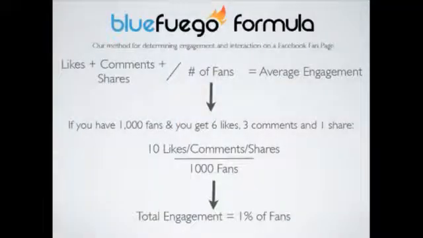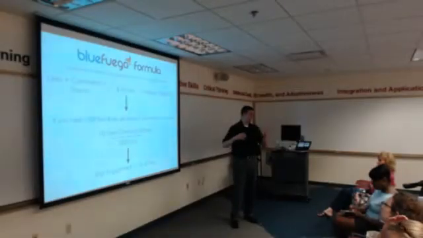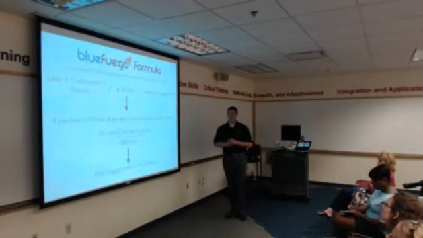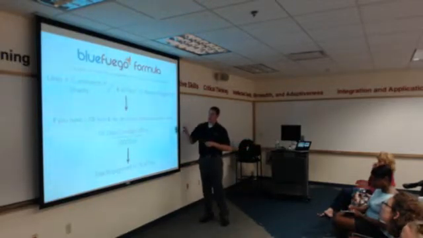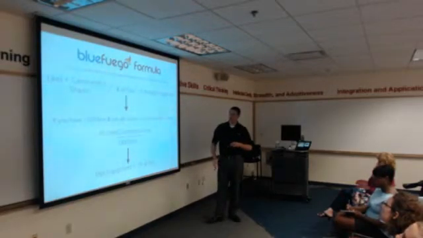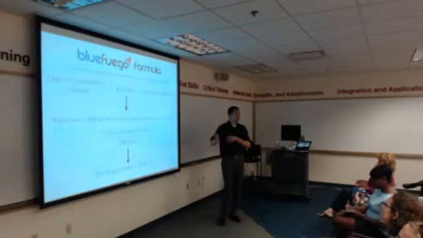So the Blue Fuego formula, we came up with this about 5 years ago as a way to measure how your audience on Facebook pages is interacting with you. We take the number of likes, comments, and shares, and divide it by your number of fans, and we call that an average engagement. Since we're looking at a percentage of your fan base, we can compare an IUPUI to a Taylor University, to a UMass Amherst, to IU Bloomington, and we found it to be extremely consistent. We've run this formula across about 1.5 million pieces of higher ed content over the last 4 years.